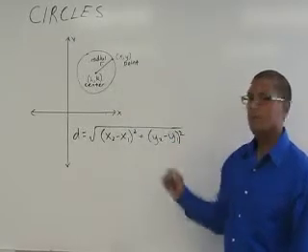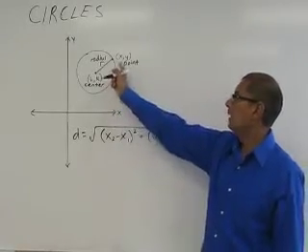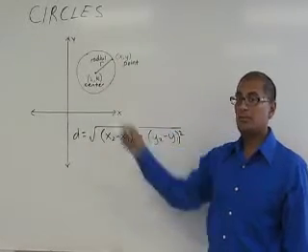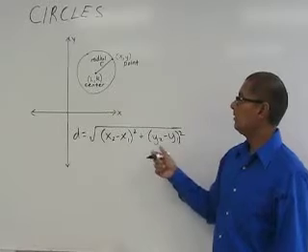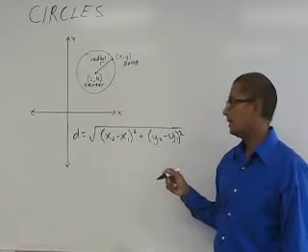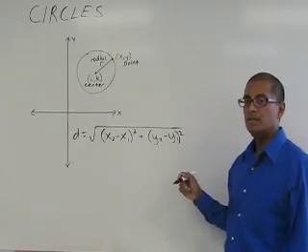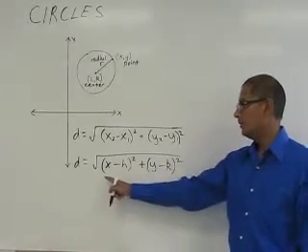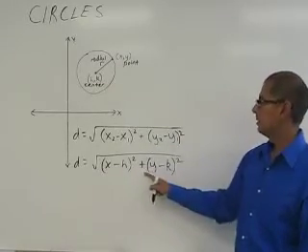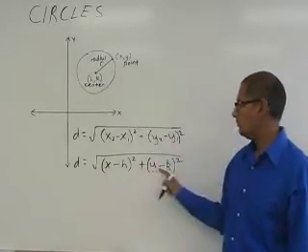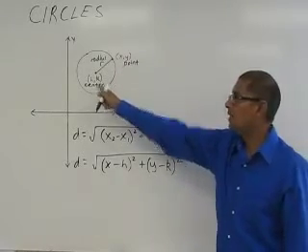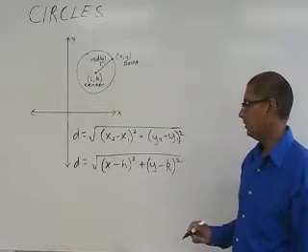Now we have 2 points here on this circle. We have the point xy, and we have the point in the middle, which is called the center. So if we substitute in these 2 points for x1, y1, and x2, y2, we get the distance is equal to the square root of x minus h squared, plus y minus k squared. So notice xy is the point on the circumference, and hk is the point in the middle, the center.